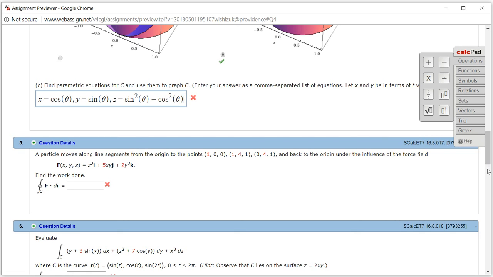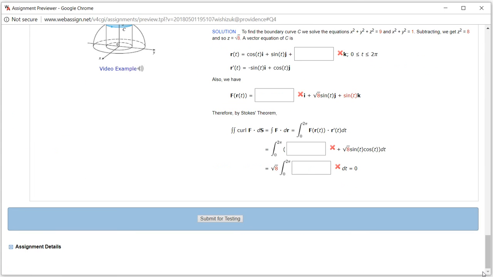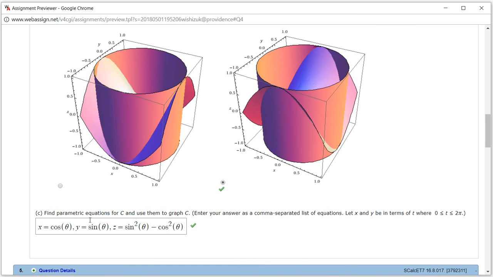So I'm going to go down and submit for testing. I came back and it looks like we got this one correctly. That's it. I hope this was clear.